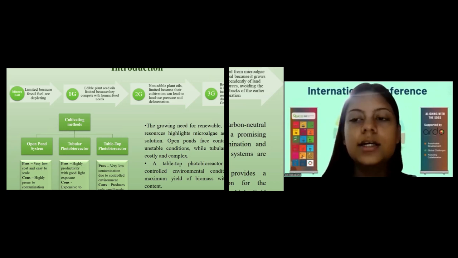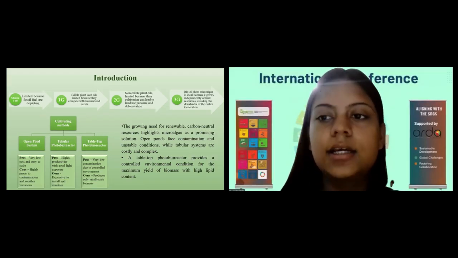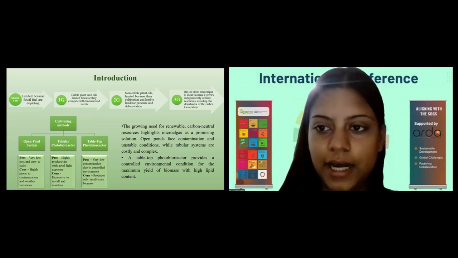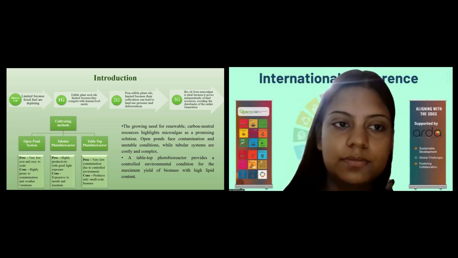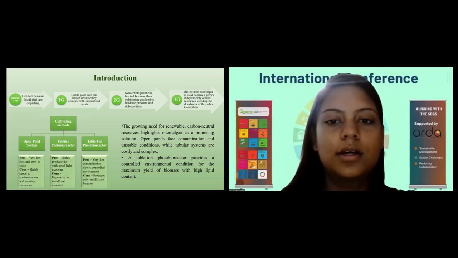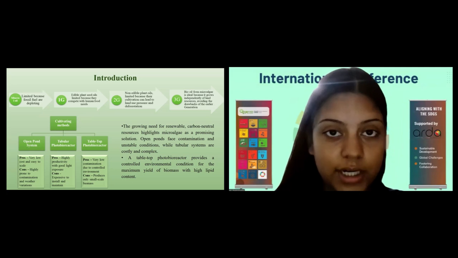Next is the one which we are currently making and which is also in the market, the bio oil, which is made from microalgae. It is the most ideal currently as it grows independent of land usage or resources, and it avoids the drawbacks of the previous generation oils. This is our first problem which we are addressing.